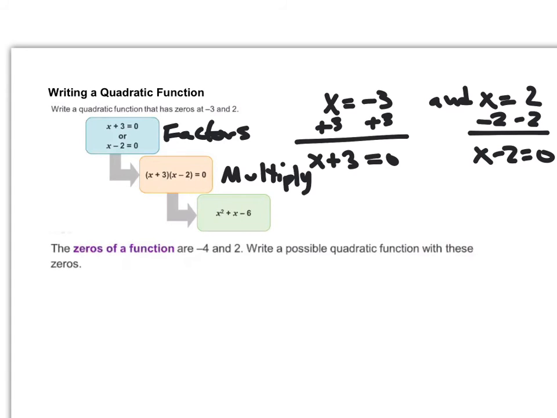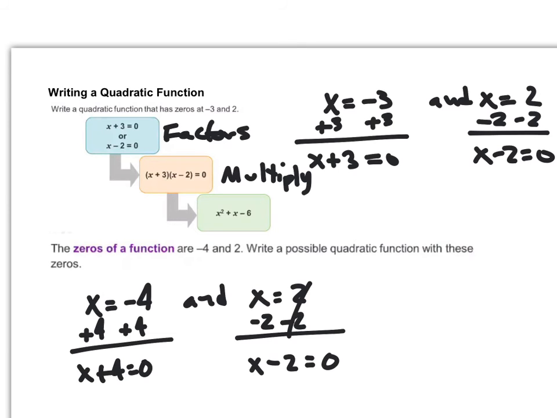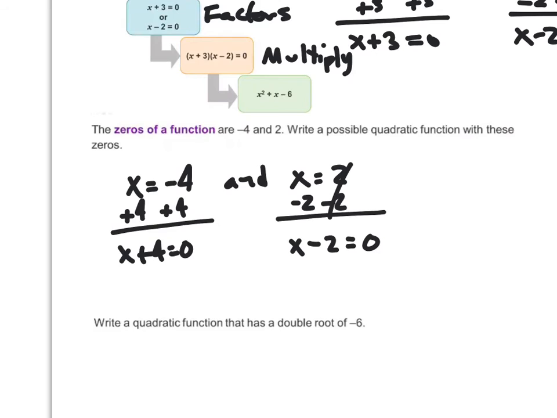So let's try that here with negative 4 and 2. If I've got x equals negative 4 and x equals 2, what I want to do is add 4 to both sides here. And that's going to give me x plus 4 is equal to 0. If I have 2 here, I'm going to subtract 2 from both sides, and I'm going to get x minus 2 is equal to 0. All right, so now what I want to do is multiply my factors together. So I'm going to do x plus 4 times x minus 2 is equal to 0.